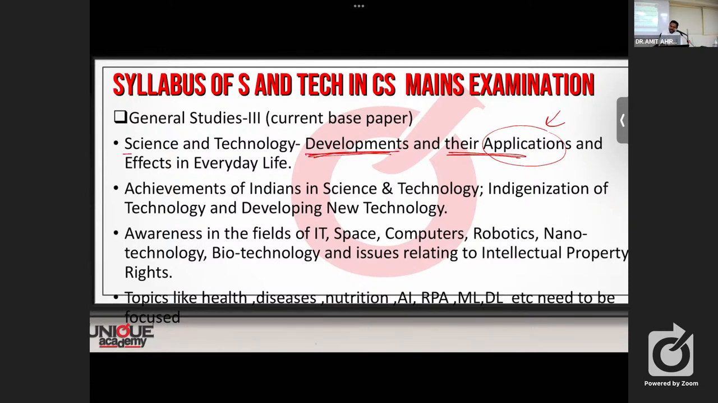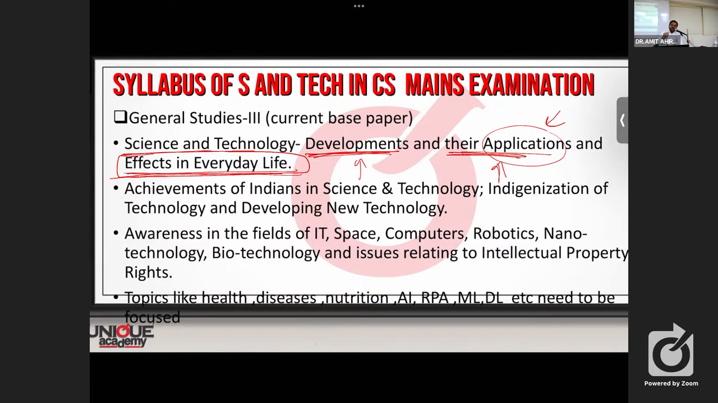So developments means science and technology related developments and their applications and effects in everyday life. Now, you know about the developments, you know about the applications. Now, effects in everyday life means what? Suppose there is some technology, and what is the impact of that technology on your daily life?